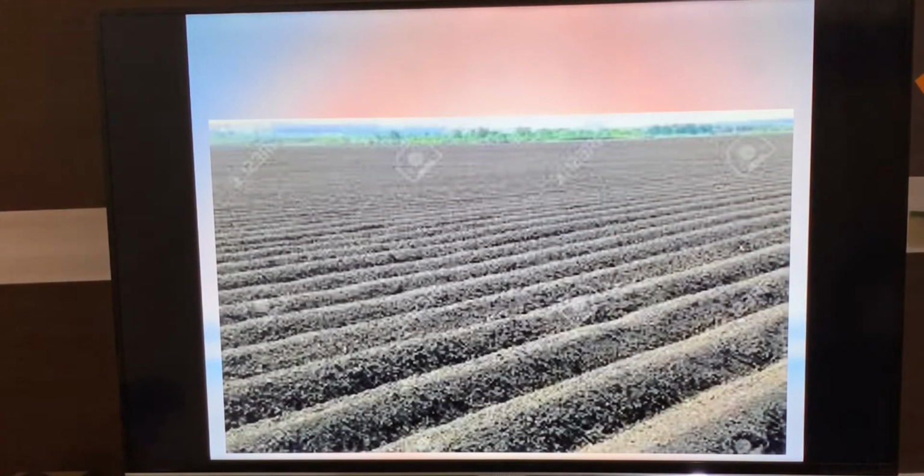Recognize this soil, children? You see the picture, the soil is black in color. The next, I am going to talk about which soil, children? Black soil.